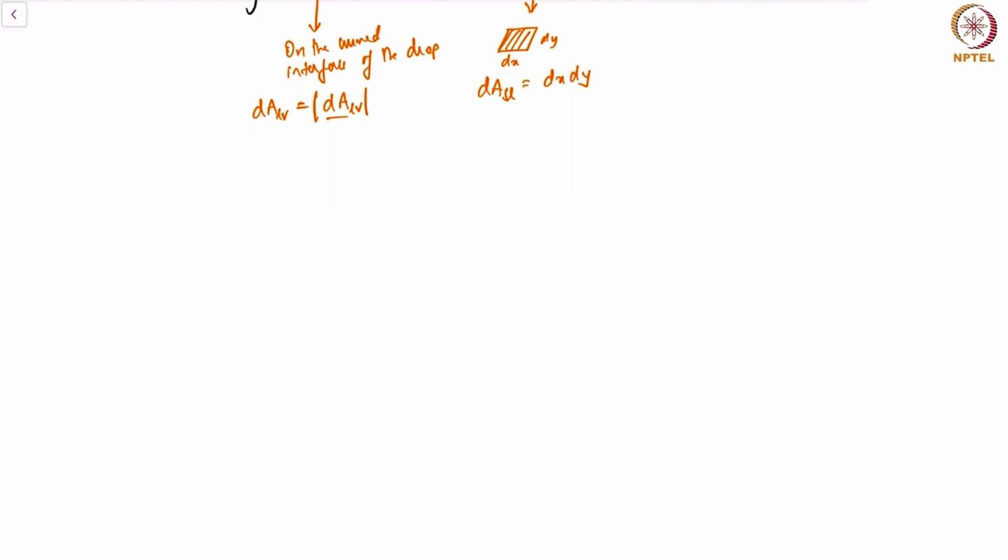If you basically write down this expression, dA, this is the liquid vapor surface, will just be a cross product of these two vectors. Now each of those vectors further can be written like this. These are coming from the normal vectors.